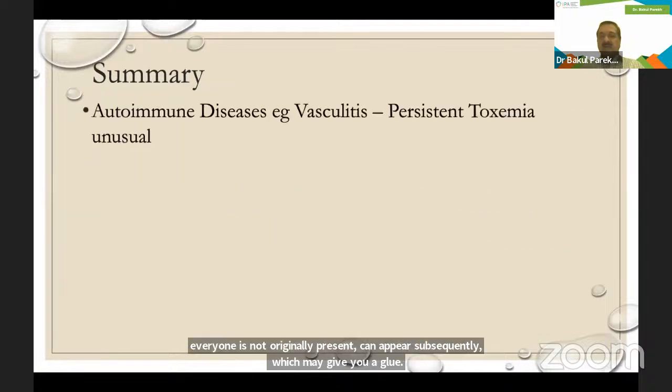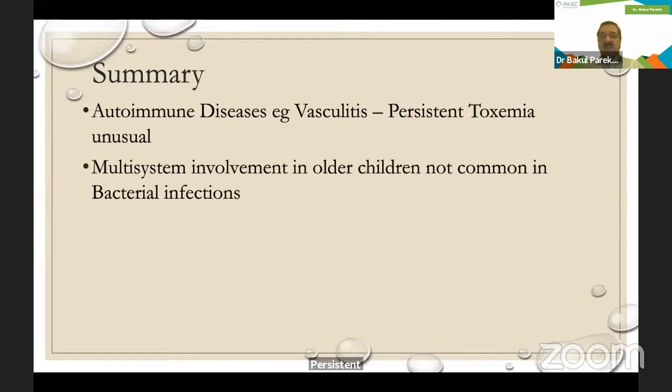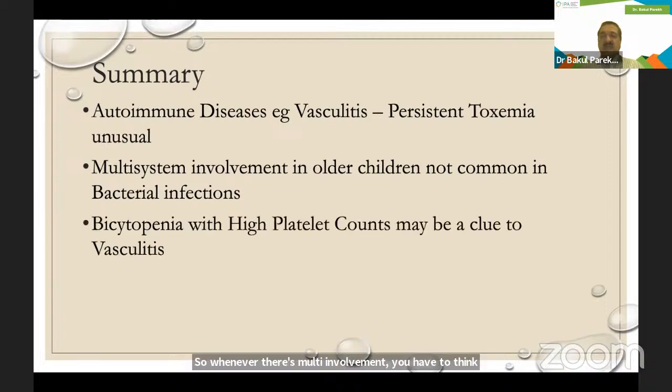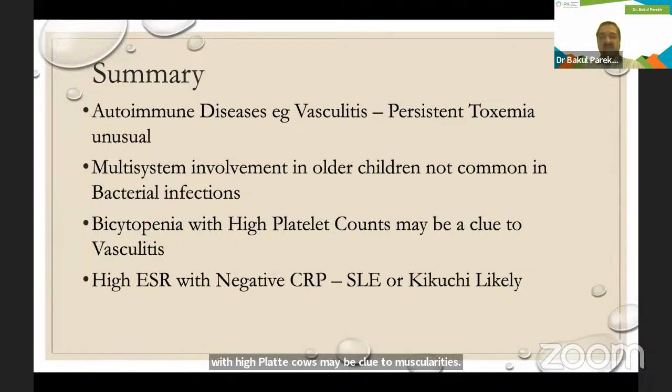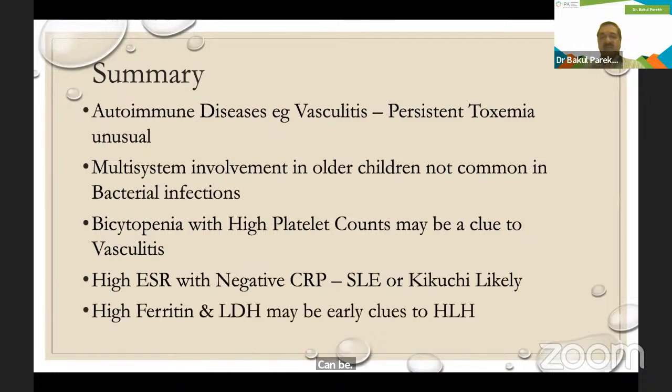If autoimmune disease like vasculitis and persistent toxemia is there, then it is very unusual that it is an autoimmune disease. Multisystemic involvement in older children is not common with bacterial infection. So whenever there is multisystemic involvement, you have to think of other things. Bicytopenia with high platelet counts may be a clue to vasculitis. High ESR with negative CRP can be SLE or Kikuchi disease, and normal ESR with high CRP, Kawasaki.